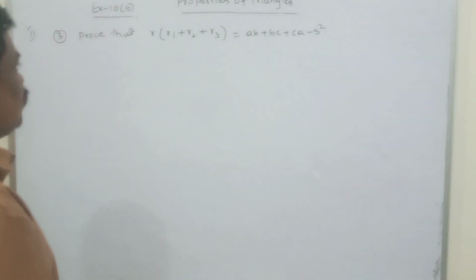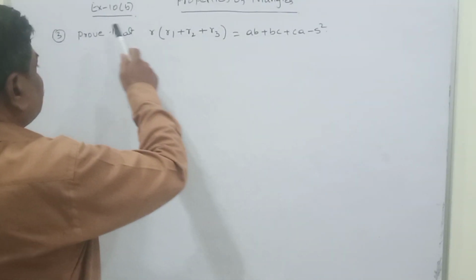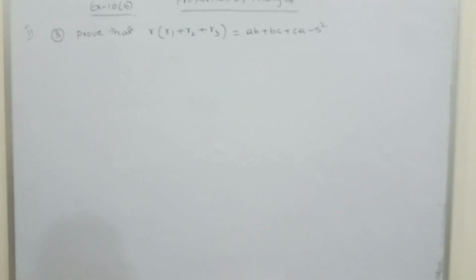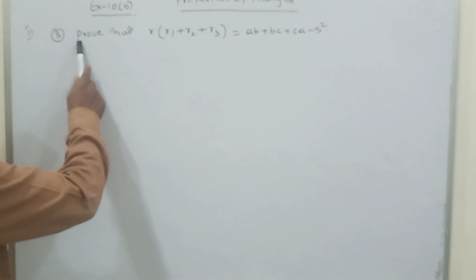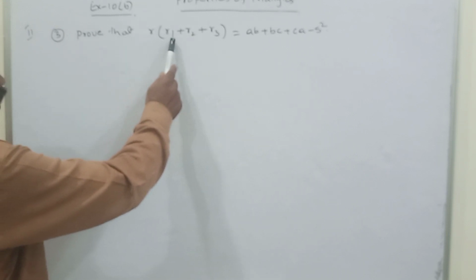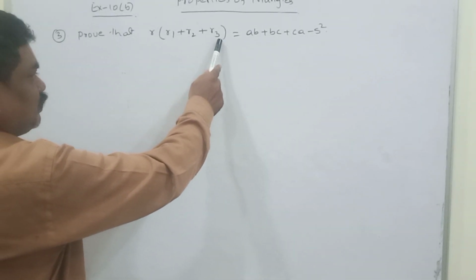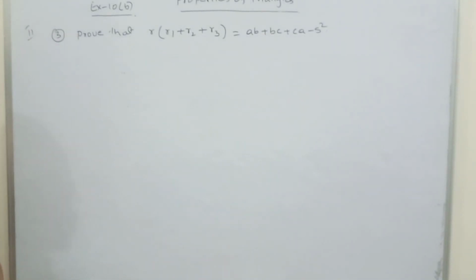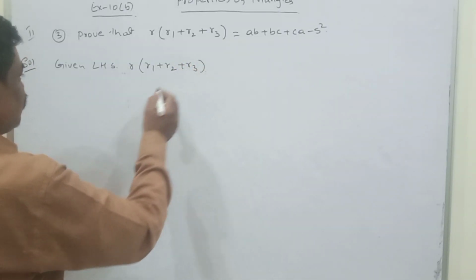Dear viewers, here, properties of triangles, exercise 10b, second section, third problem. What is the problem here? Prove that R(R1 + R2 + R3) is equal to ab + bc + ca − s square. This is the problem. Here, you first write the given LHS, which is R(R1 + R2 + R3).